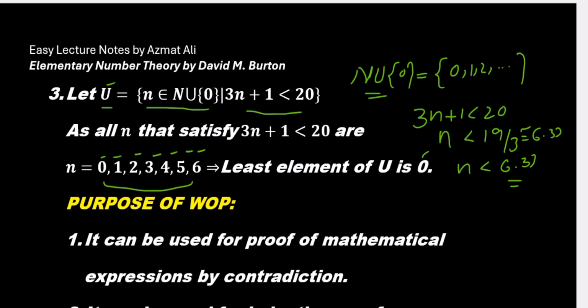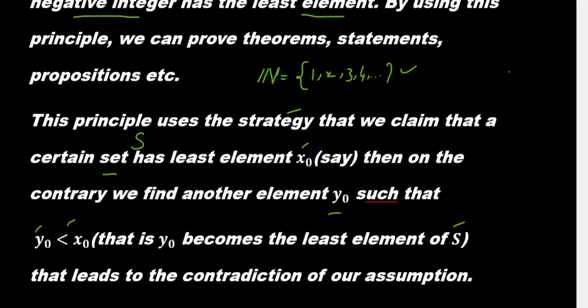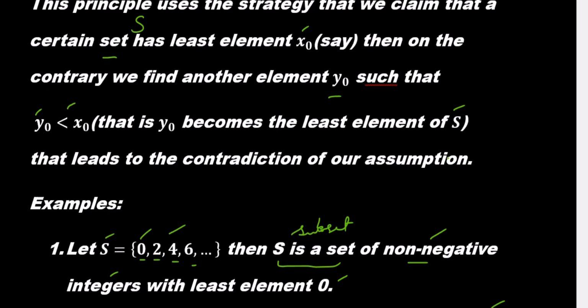Next, how does this principle work? This principle uses the strategy that we claim a certain set, suppose named S, has the least element x naught, say. Then on the contrary we find another element y naught such that y naught is smaller than x naught, that is, y naught becomes the least element of S. That leads to a contradiction to our assumption.